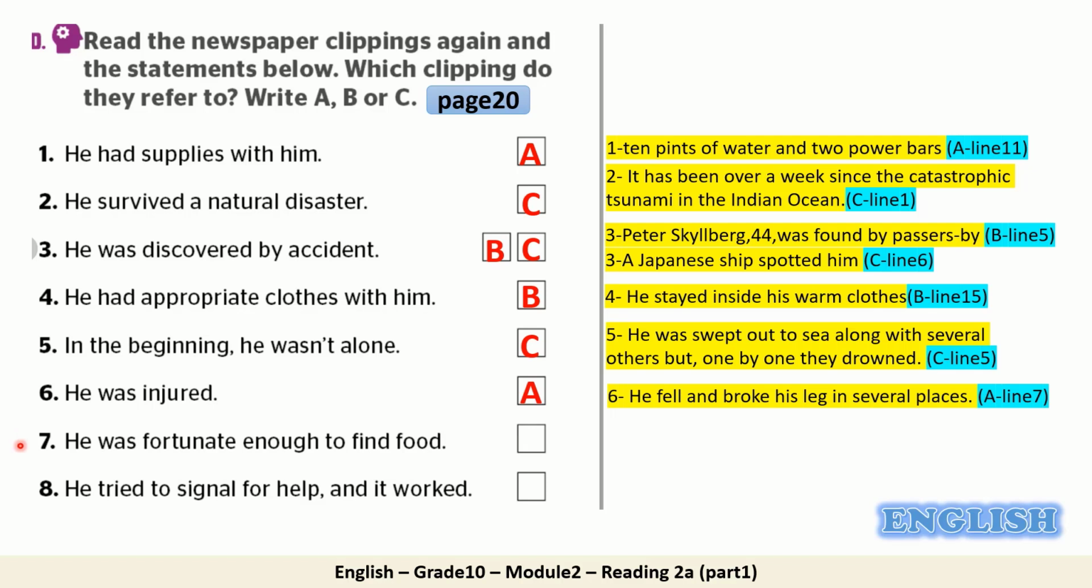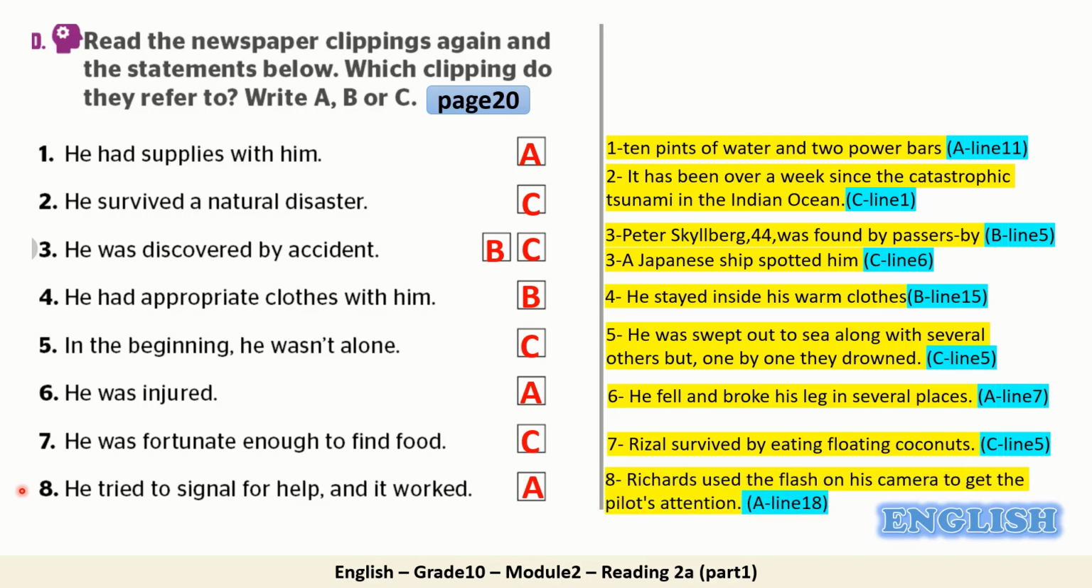Number 7. He was fortunate enough to find food. Text C, and the evidence is in line 5. Rizal survived by eating floating coconuts. Number 8. He tried to signal for help, and it worked. Text A, and the evidence is in line 18. Richards used the flash on his camera to get the pilot's attention.